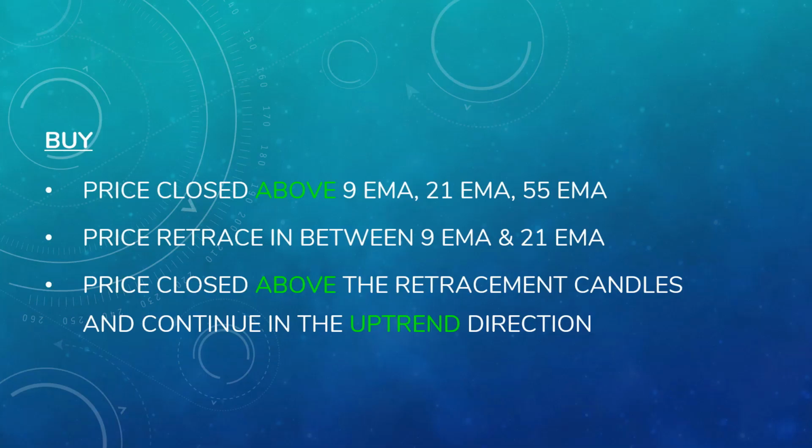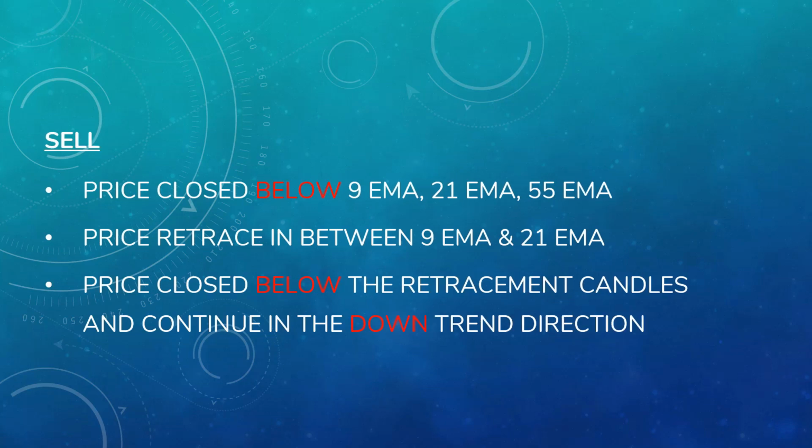We'll be using the 9 EMA, 21 EMA, and 55 EMA as my Triple EMA. For buy signals, first we check if price is above the 9 EMA, 21 EMA and 55 EMA. Wait for the price to retrace back between the 9 EMA and 21 EMA. While the price is in between 9 EMA and 21 EMA, only buy when the price closes above the previous candle's high. And for sell signals, we check the price is below the 9 EMA, 21 EMA, and 55 EMA.